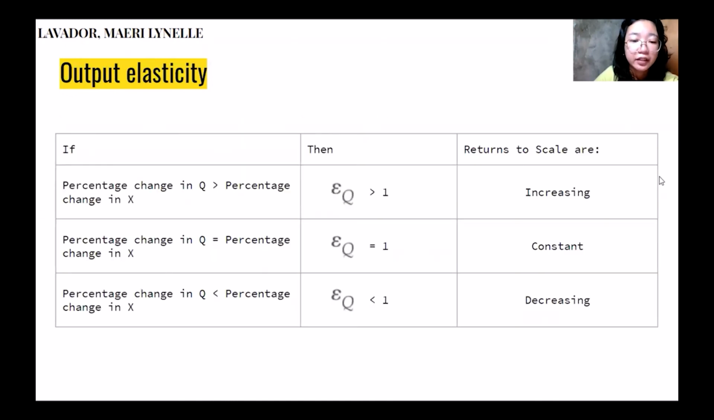Now this can be interpreted: if the percentage change in Q is greater than the percentage change in X, then E sub Q is greater than 1. Returns to scale are increasing. If the percentage change in Q is equal to the percentage change in X, then E sub Q is equal to 1. Returns to scale are constant. If the percentage change in Q is less than the percentage change in X, then E sub Q is less than 1, which can be interpreted as the returns to scale are decreasing.